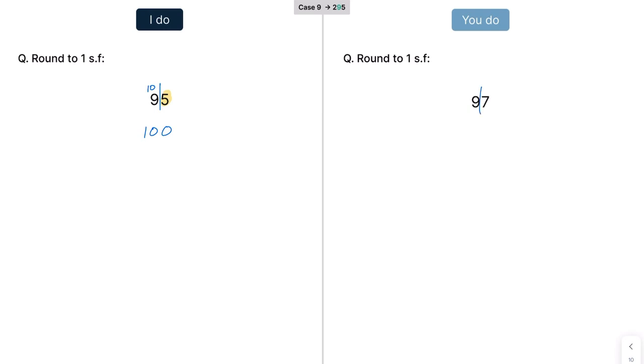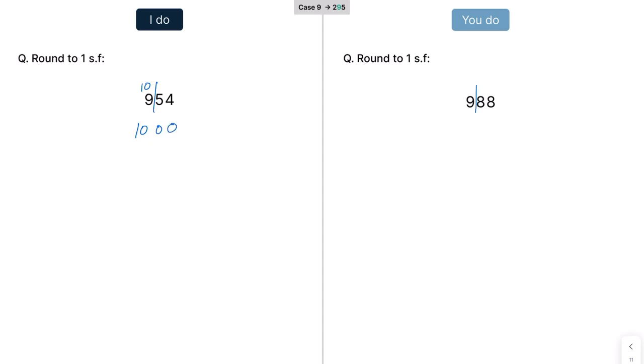Again, draw your line, look at your decider, which is a 7, so that's saying that the 9 is going to round up. It's going to round up to a 10, and then you put a 0 in after the line. So draw your line. Again, there's a 5 after the line, which means the 9 rounds up to a 10. Everything else becomes a 0.